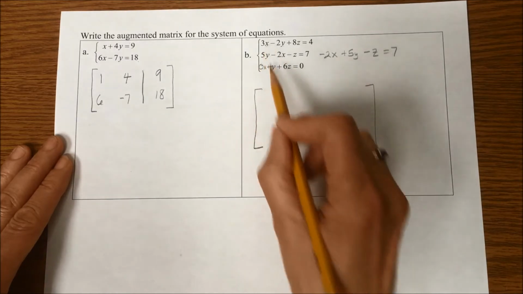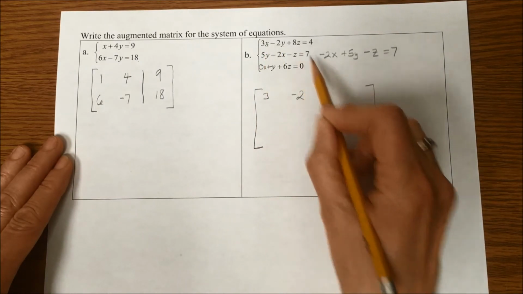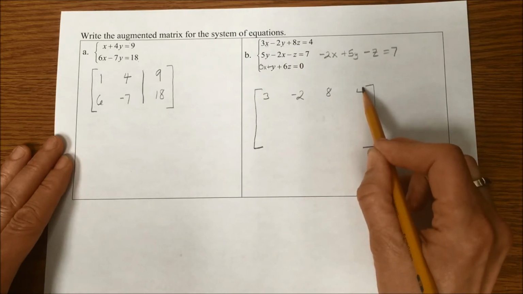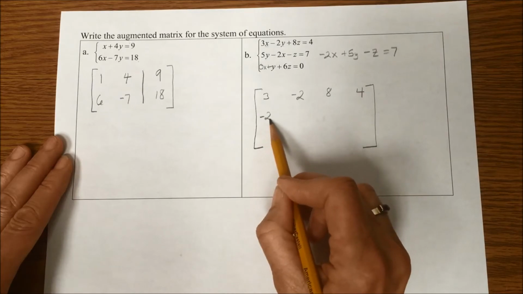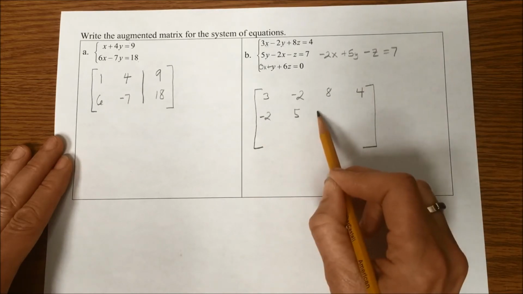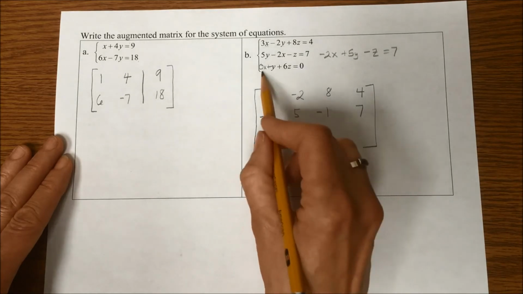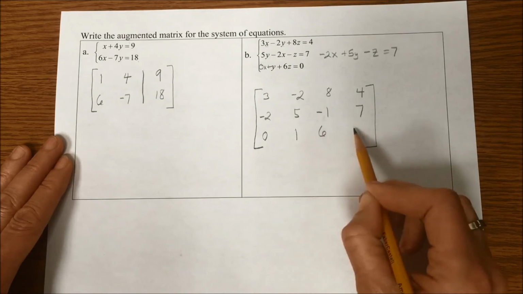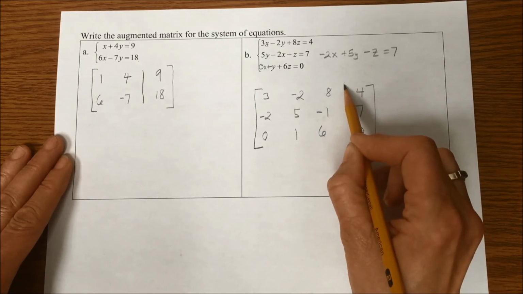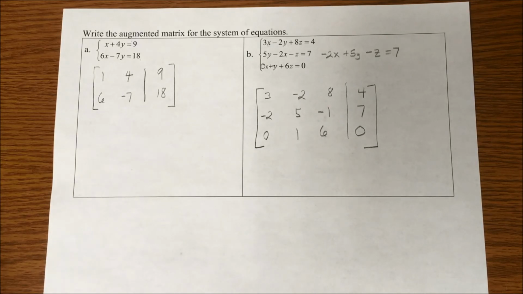So now if we follow through, x's on my first row, I've got 3, negative 2y's, 8z's, all equal 4. Second equation, the x's, I've got negative 2, 5y's, negative 1z, 7 on the other side. And then the last equation, 0x's, 1y, 6z's, 0, and then I'm going to put my divider here. That is our augmented matrix for that system of equations.